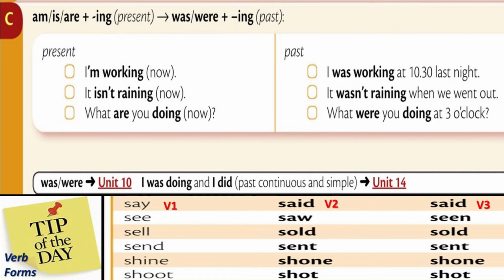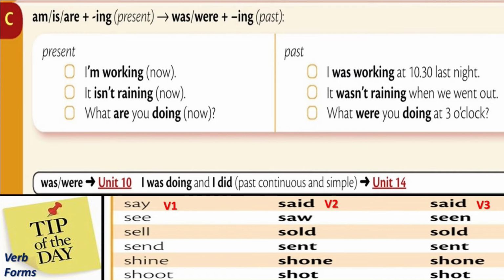Present versus past. I am working now. I was working at 10:30 last night. Past. It isn't raining now. It wasn't raining when we went out. Past. What are you doing now? What were you doing at 3 o'clock?